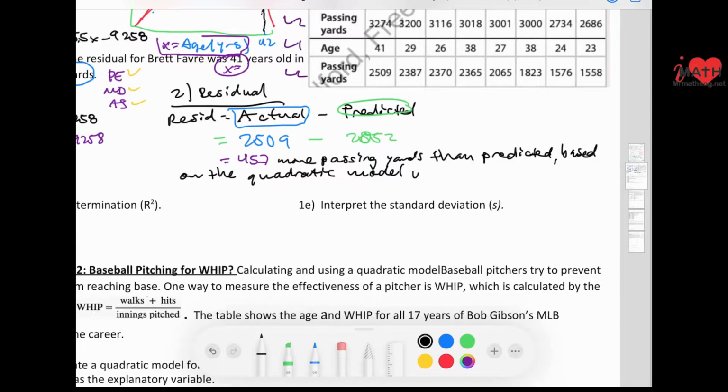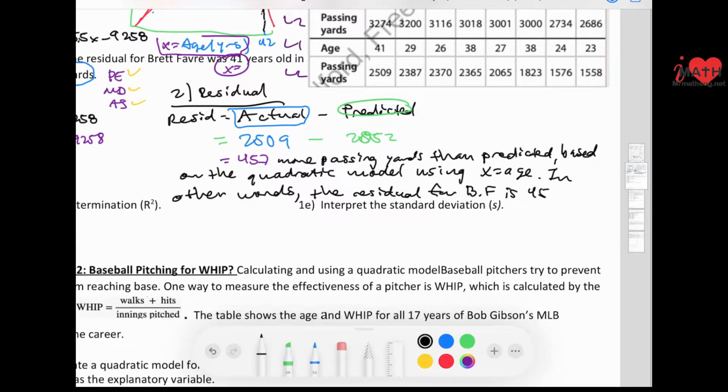Using x equals age. So what does that mean? In other words, the residual for Brett Favre is 457 yards.